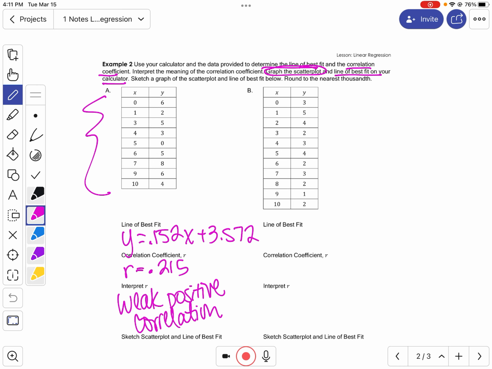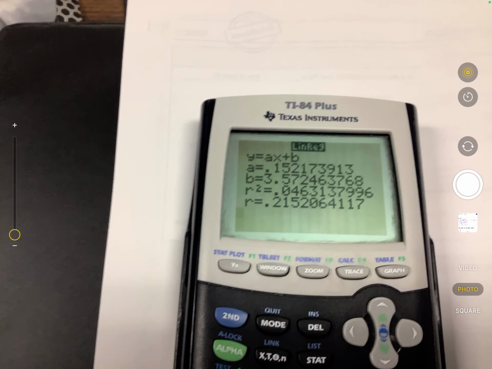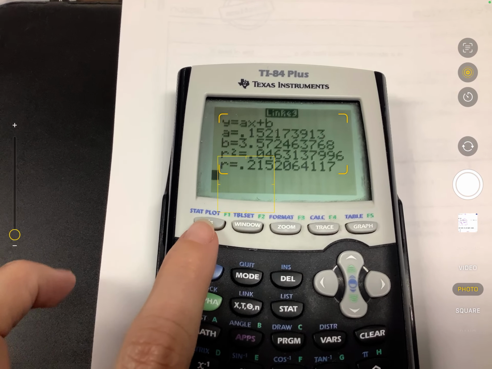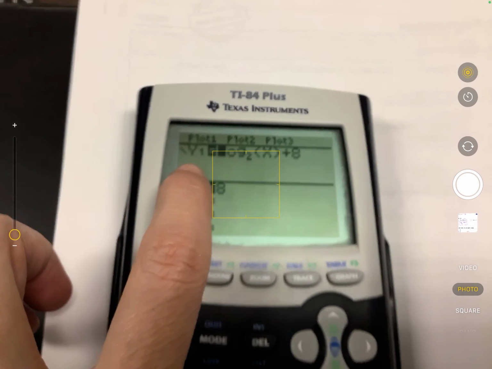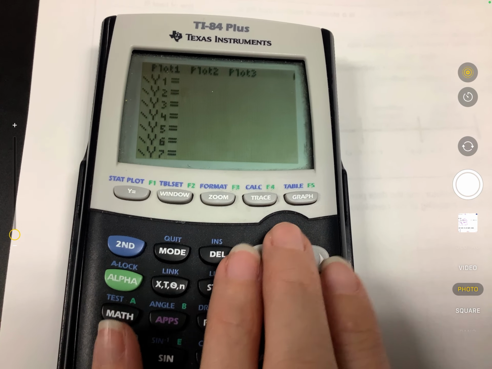Okay, so that was a review of what we did on the front. Now this is the new part, so make sure you're following along with your calculator. Now what we're going to do is make sure that our points that we plugged in are graphed. So you need to go to y equals, and I'm going to clear this out, so make sure you clear out your y1 and y2.